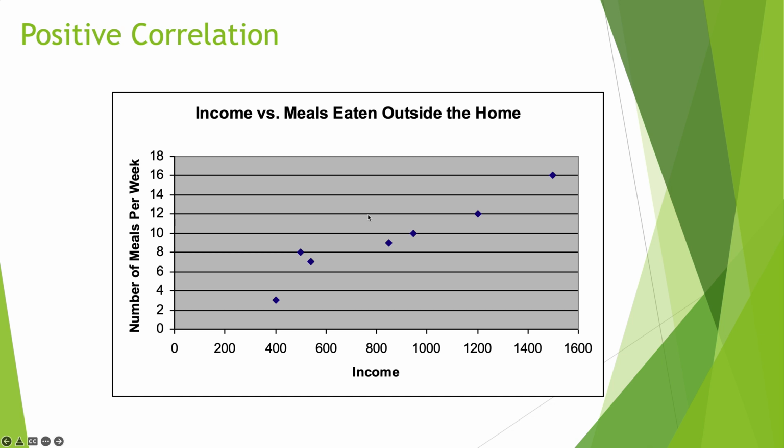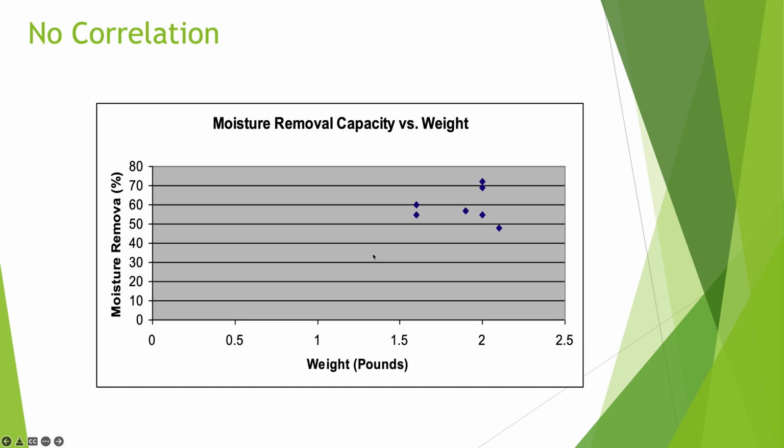Another positive correlation, income versus meals eaten outside the home. In other words, the more income you have, the more you tend to go out to dinner. And that makes sense because if you don't have money, you cannot go out to dinner. No correlation, moisture removal capacity versus weight. I don't know what it is that's removing the moisture, but there's no correlation here. There's not even a suggestion of a line that goes through that data.